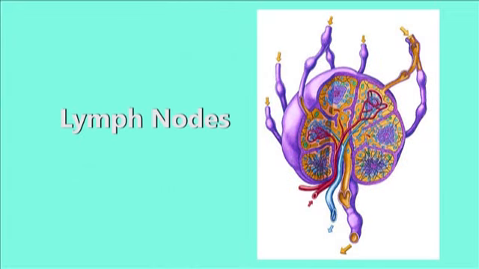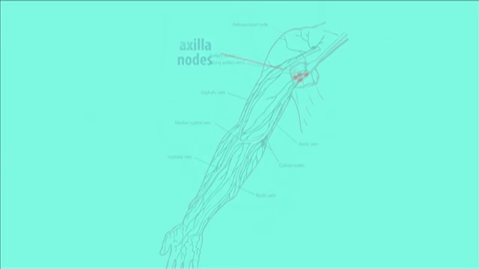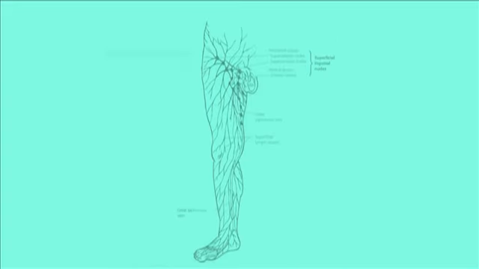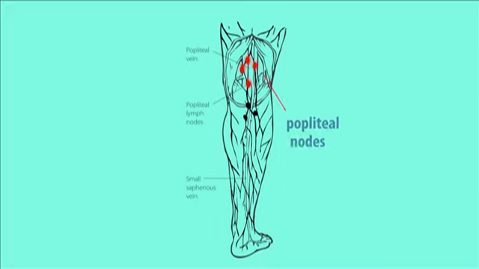There are a few lymph node groups that you need to know the location of, which are as follows. Axilla, they are positioned in your armpit. Iliac, they are positioned above your pelvic bone. Inguinal, they are positioned at the crease and inside of your leg. Popliteal, they are positioned behind the knee.